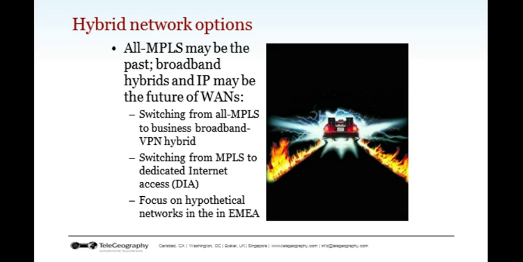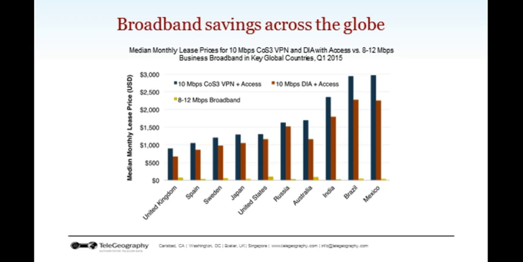So first we're going to look at switching from all MPLS to a business broadband VPN hybrid. Then switching from all MPLS to a dedicated internet access network. And by that I mean an always-on, uncontended IP port that comes with SLAs and that sort of thing. For all of these, like I said, we're looking at some global examples, but we're going to focus in on networks in the EMEA region.